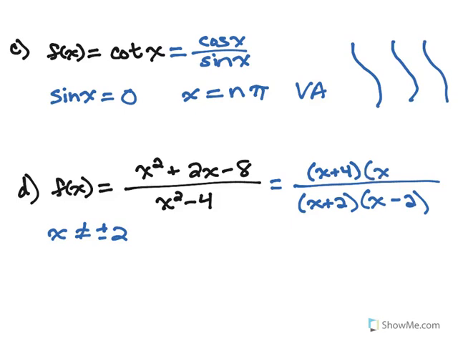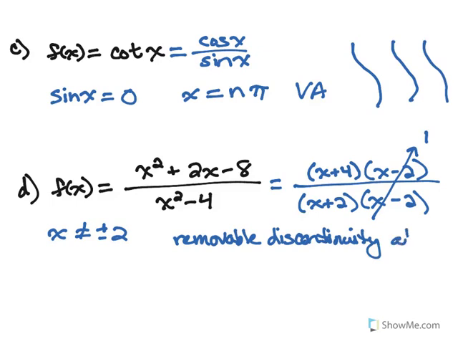x plus 4 and x minus 2. So my x minus 2's will simplify, which means it's removable. So we have a removable discontinuity, or a hole, at x equals 2, and I couldn't remove the factor x plus 2, so that means we have a vertical asymptote at x equals negative 2.